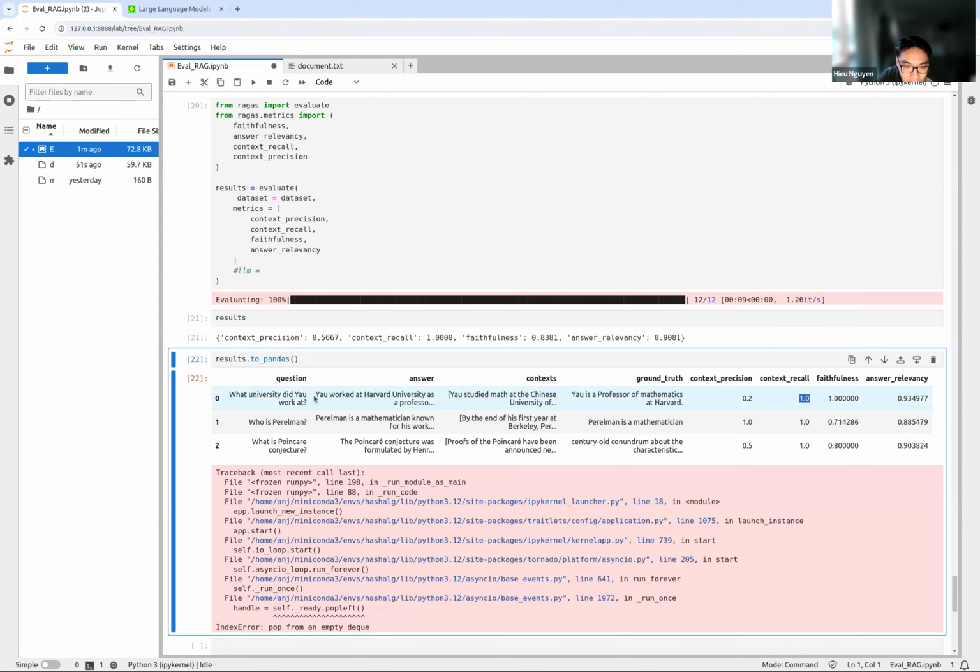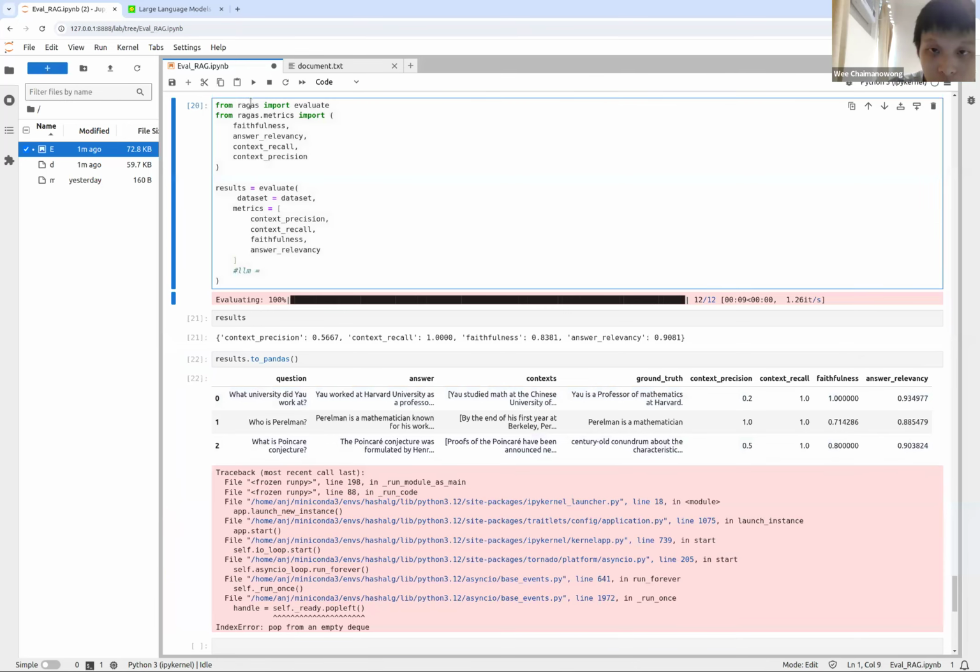Oh yeah, cool. He worked as a professor at Harvard University. So how do you calculate the context precision? You can see that the recall went up, but the precision is only 0.2. I think the precision is low because we've now retrieved more chunks, and some of those chunks will be irrelevant. Okay. But how do you compute it?